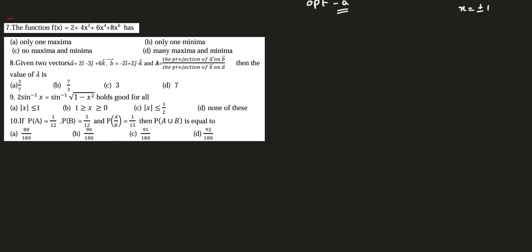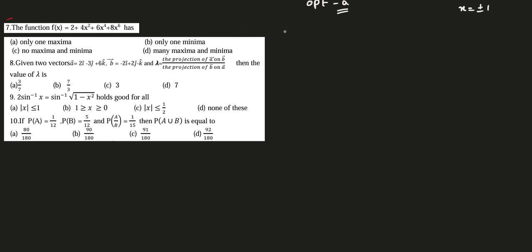Now coming to the seventh question. The function f of x equals 2 plus 4x squared plus 6x power 4 plus 8x power 6. Most of the children have seen questions in the textbook with only power 2 and power 3, but here it is power 6, so they have some doubts. See, children, simple thing: you can go for the first derivative, find the critical points, then go to the second derivative and check less than 0 or greater than 0. The same thing I'm going to do.